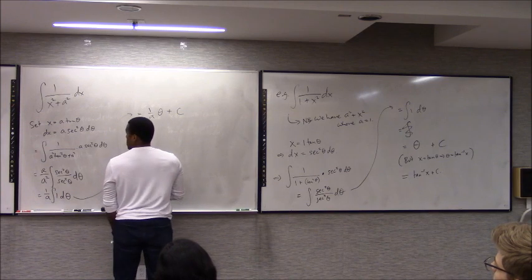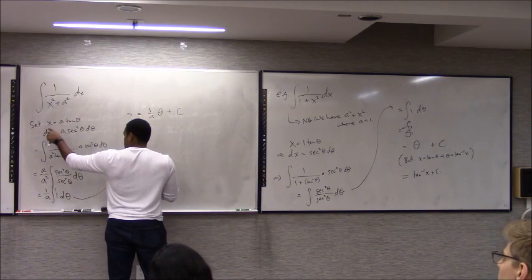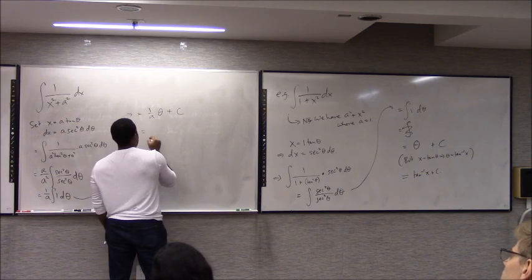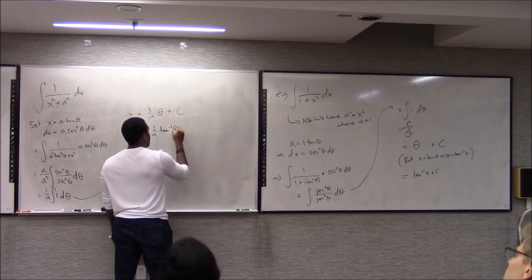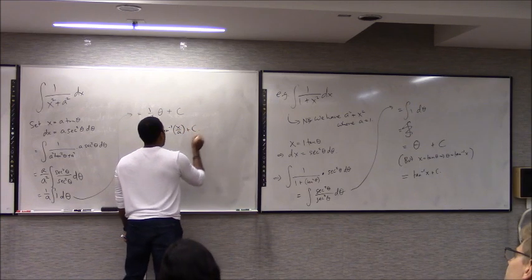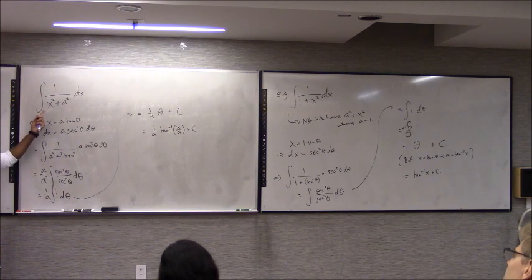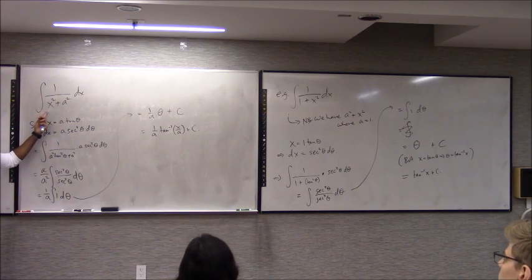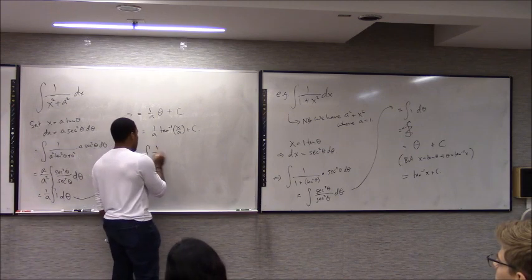And then my theta is going to just be, solve for tangent, get x over a, then take the tan inverse of that. So this is 1 over a tan inverse of x over a plus c. Now if you look in the back of your calc book, in the table of formulas, there is this guy here. So this is where they got it from.